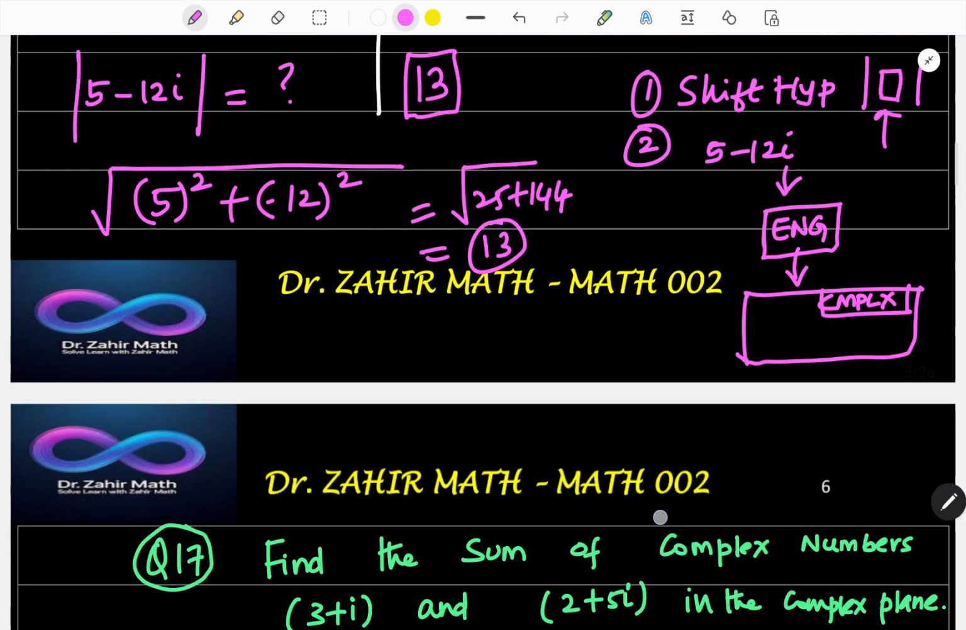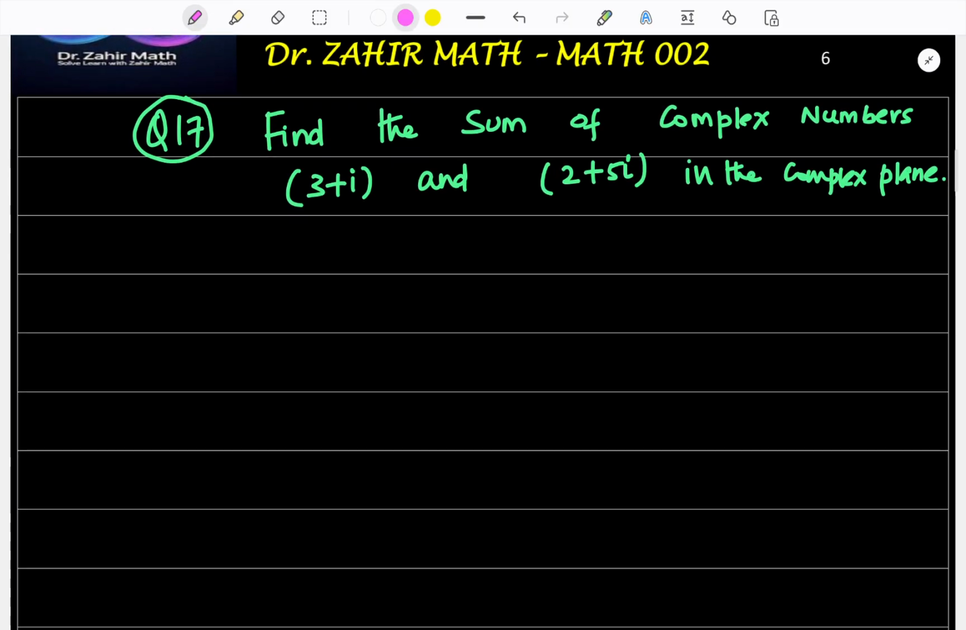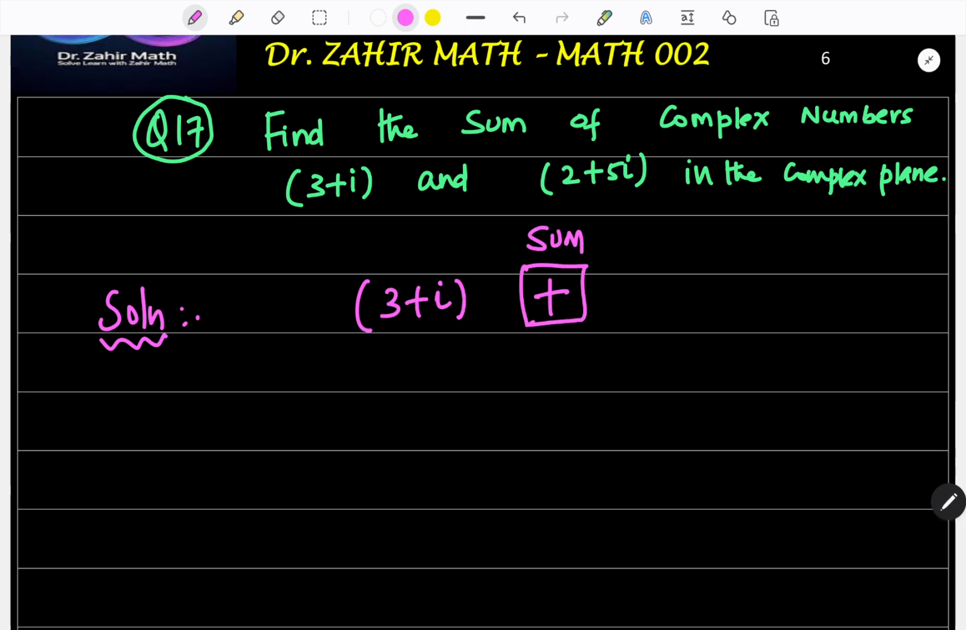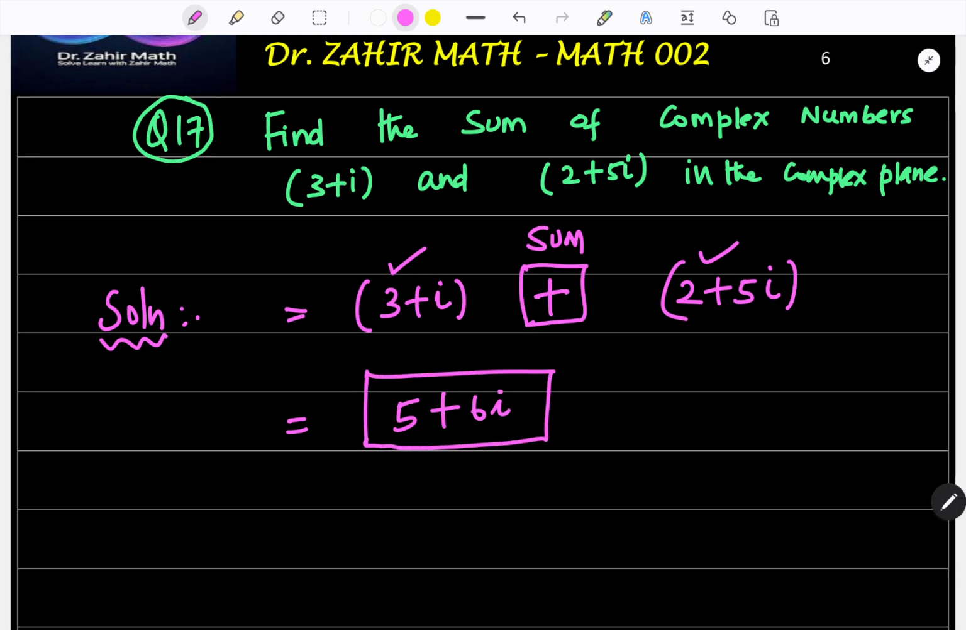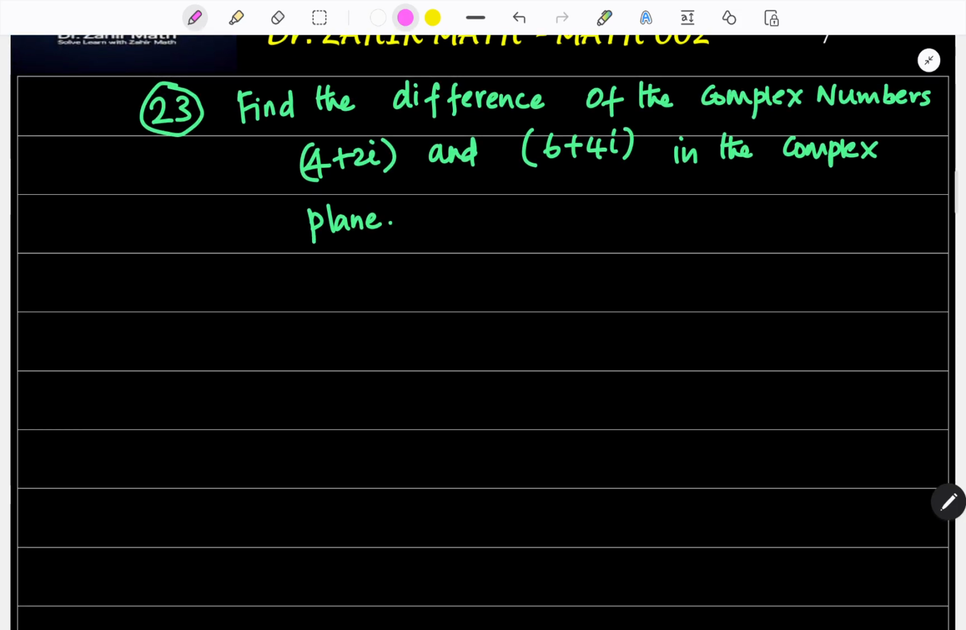Okay. And what is the next question? The next is find the sum of the complex numbers. Let's go to the solution. Sum means plus. 3 plus i, 2 plus 5i. Very easy. You can use calculator or without calculator. 3 plus 2 is 5, real plus real. And then imaginary, 1 plus 5i is going to become 6i. Very, very easy.